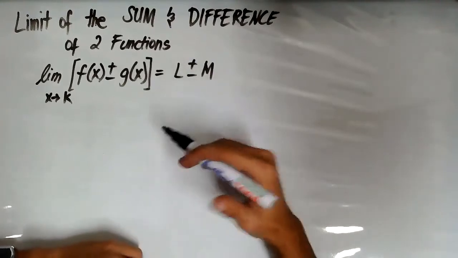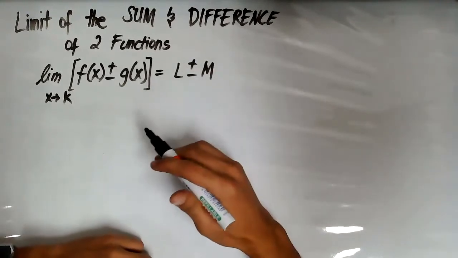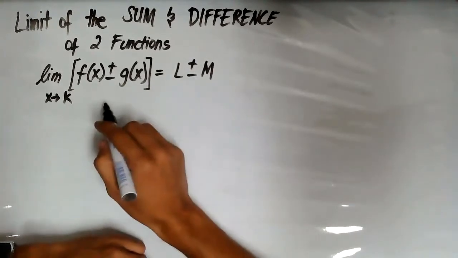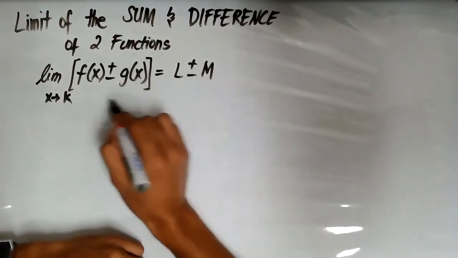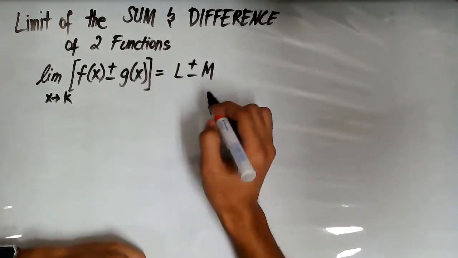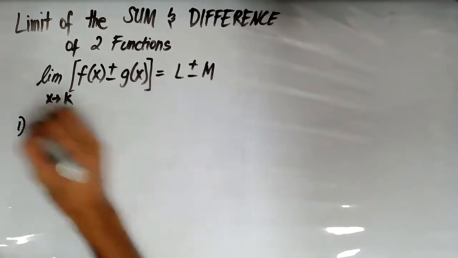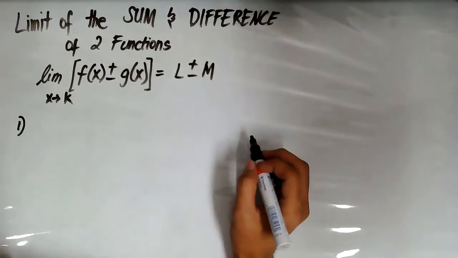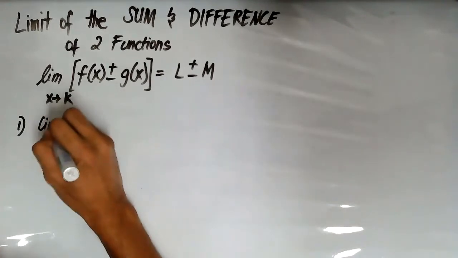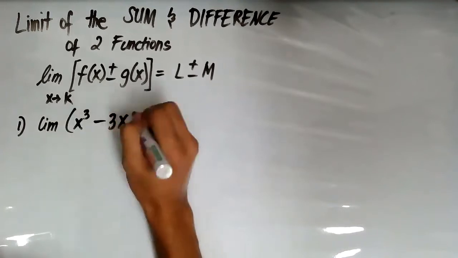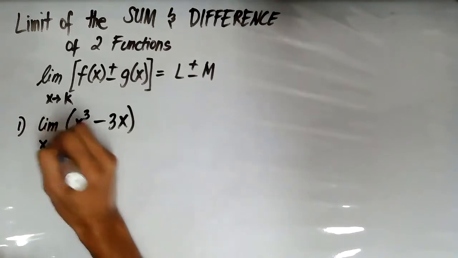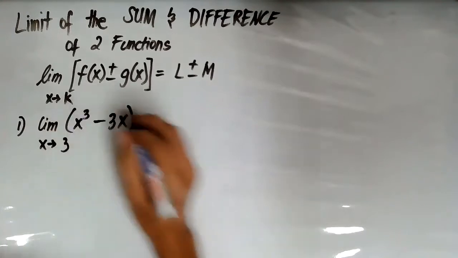We all know that it's defined in the last video that if you're going to get the limit of the sum of these two functions, basically you can add their limits. But if you're going to get the difference of these two functions, then you subtract their limits, all right? So let's have the first example. Let's say you're going to get the limit of x cubed minus 3x, all right? As our x approaches the value 3.